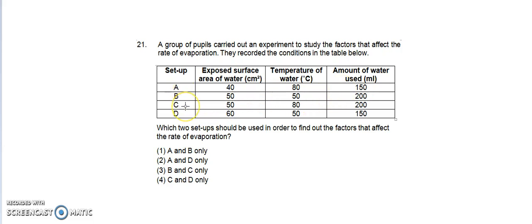What about A and C? A and C also gives us different variables in exposed surface area and amount of water used. So the possible answer is B and C. So answer is 3, B and C.